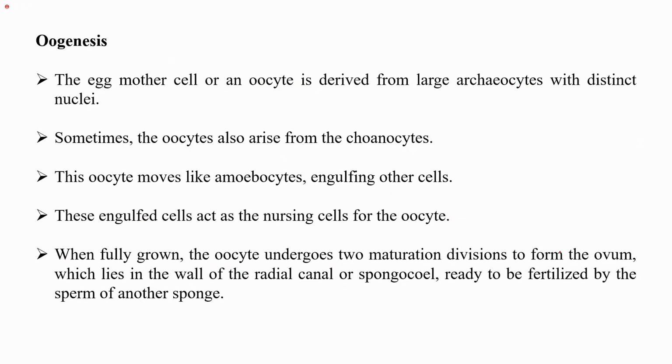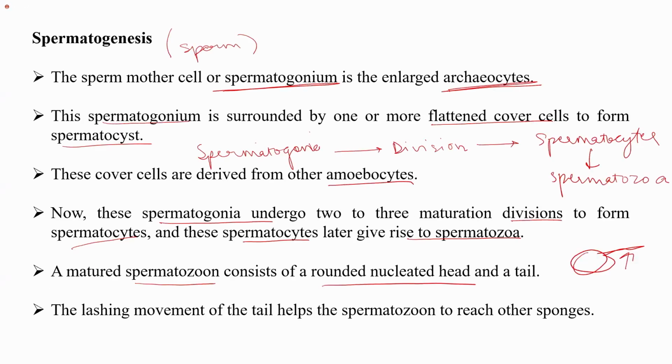reach the other sponges. So this is how the sperms we know are motile, and therefore they can, since they have a tail-like structure, and this is how this flagella or the tail-like structure, not flagella exactly, but the tail-like structure helps in the movement of this sperm towards the other sponges.